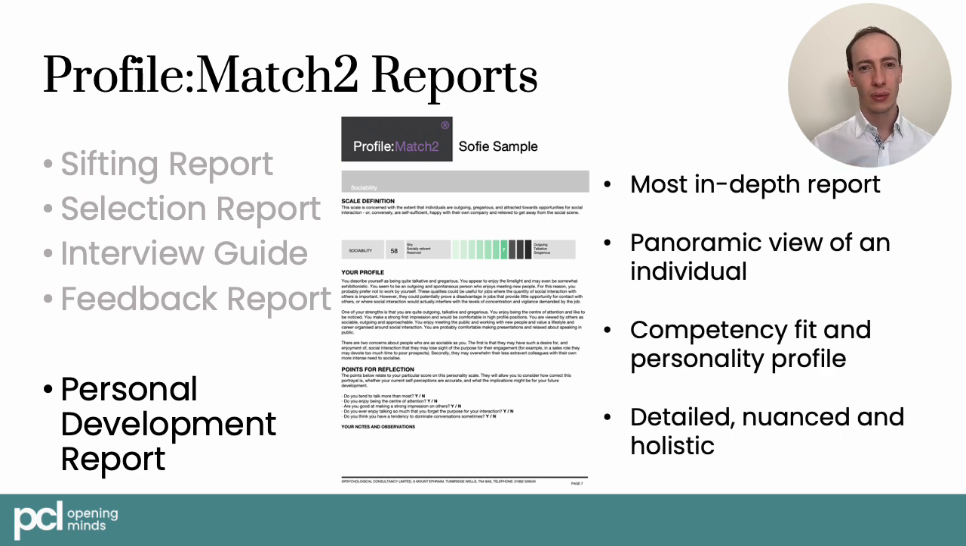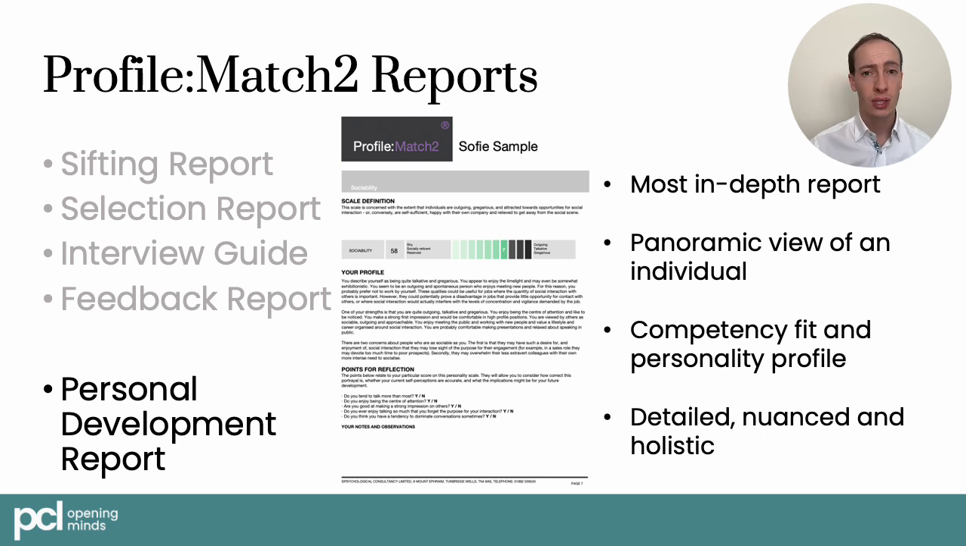And the last report that I want to walk you through sits in the development side of Profile Match, and it's the Personal Development Report. This is the most in-depth report that the system has, and it is quite exhaustive, and it's really broken into 2 main parts. Part 1 walks an individual through their personality profile, so all 10 scales from the Profile Match personality assessment. This is why we describe it as providing a panoramic view of an individual, because before we get into what's crucial for your role, let's have a look at the entirety of your personality profile.